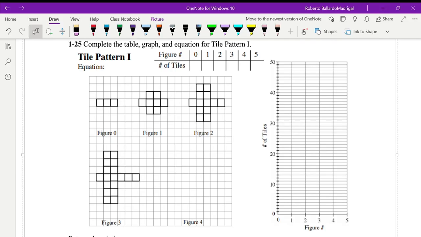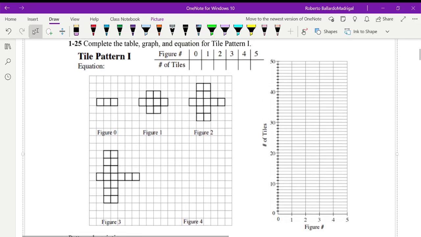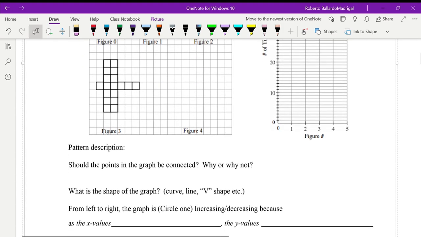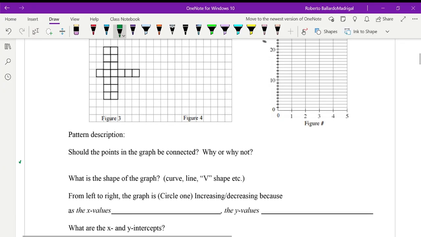What I want you guys to do is, with your teams, you're going to take about 5 to 10 minutes per question to answer all of the following. You're going to look for the pattern given the figures. You're going to make a table, use that table to graph it, and then also make an equation. And at the bottom, we have some extra questions for you guys to answer, such as, what is the pattern description? Like, what is it growing by? Are you adding a certain amount of blocks every new figure? Are you subtracting blocks? Kind of like what's going on. And then you guys can look at the rest of the questions on your own.